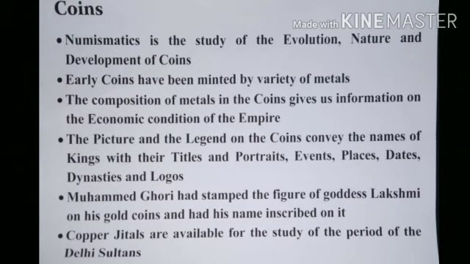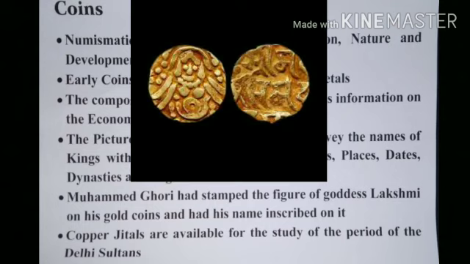The picture and the legend on the coins convey the names of the kings with their titles and portraits, events, places, dates, dynasties, and logos. Muhammad Ghori had stamped the figure of goddess Lakshmi on his gold coins and had his name inscribed on it.